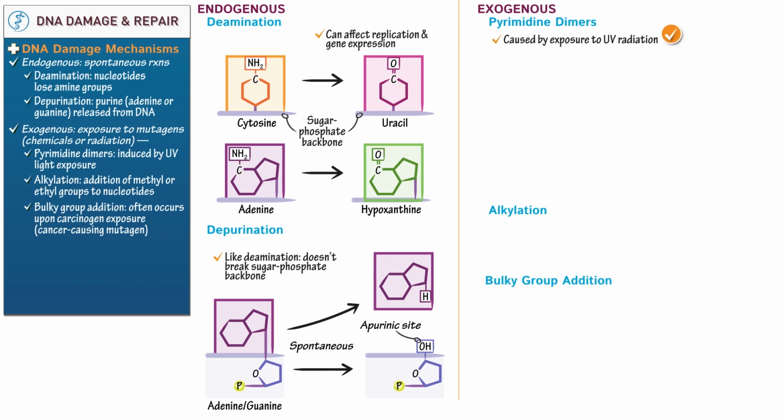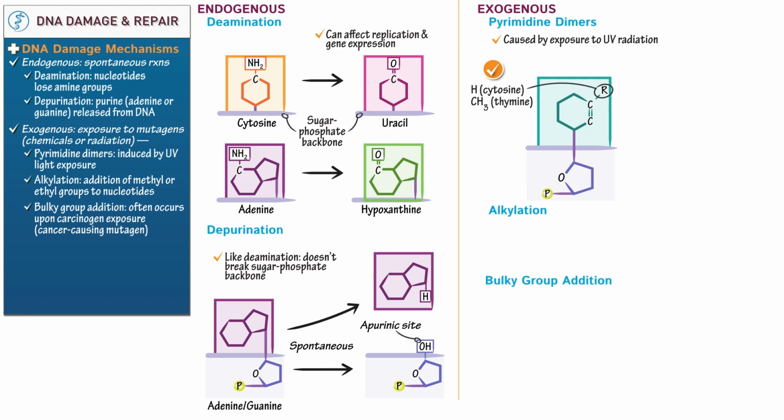First, write that they're caused by exposure to UV radiation. Now draw a DNA strand with a 6-membered pyrimidine ring and label carbon 5 and 6. Show that carbon 5 and 6 form a double bond. Indicate that carbon 5 is bound to an R group, which is just a hydrogen in cytosine, and a methyl group in thymine. Indicate that carbon 6 is bound to a hydrogen in both pyrimidines.